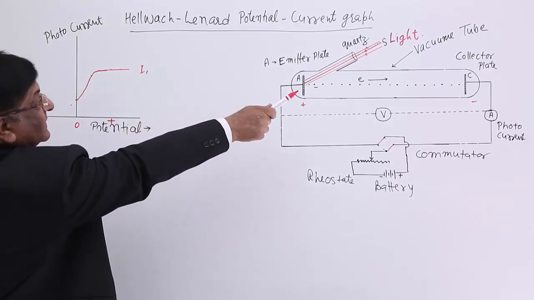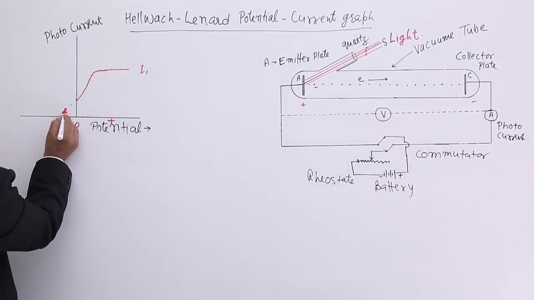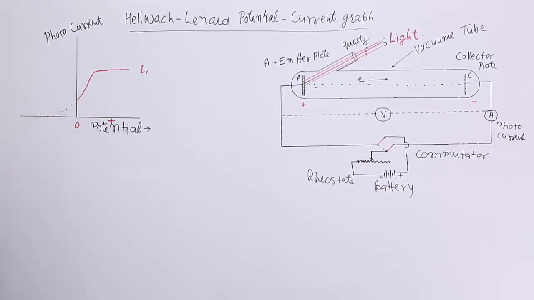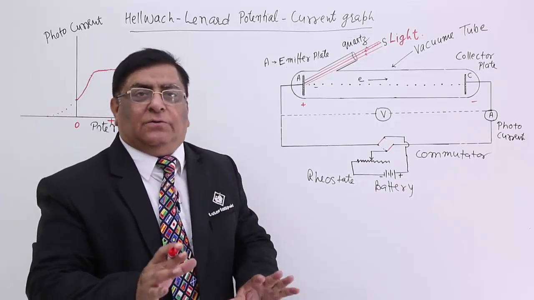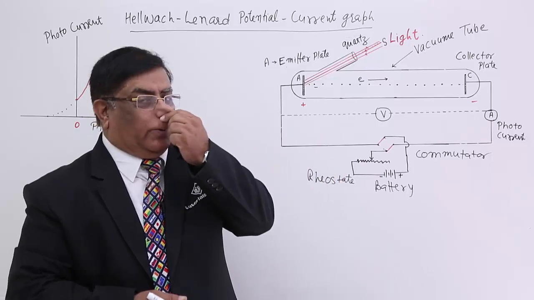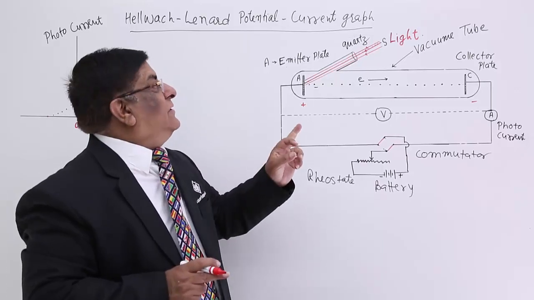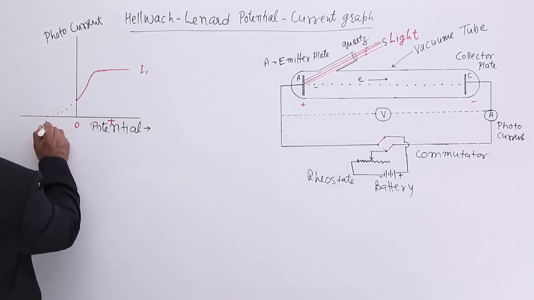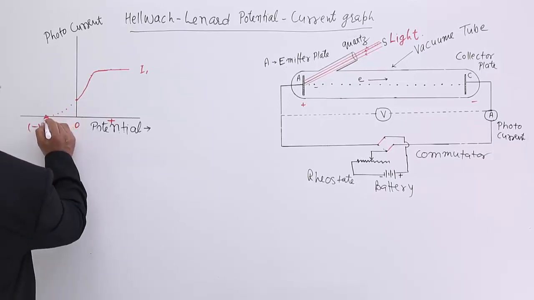If we give more negative potential to this plate, the current reduces further. Give more negative charge, it reduces further, and finally the current becomes zero. We stop there. There is no purpose in increasing the negative potential anymore. So there is a value of negative potential at which the photoelectric current has become zero. That we have marked here as V naught, of course minus.